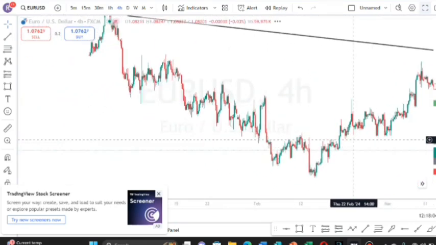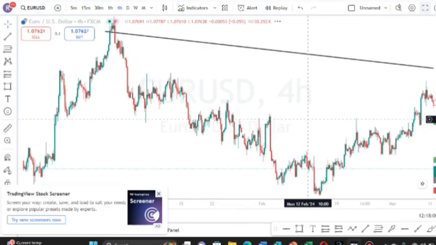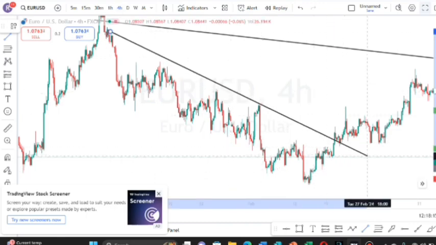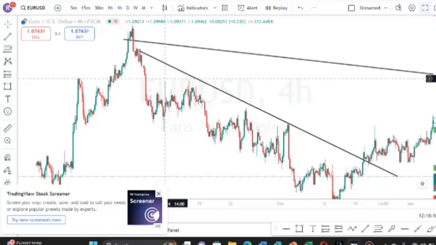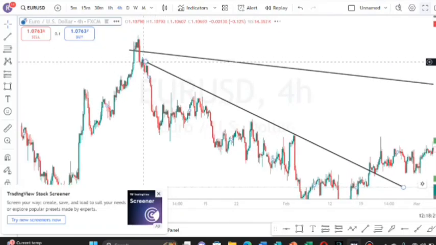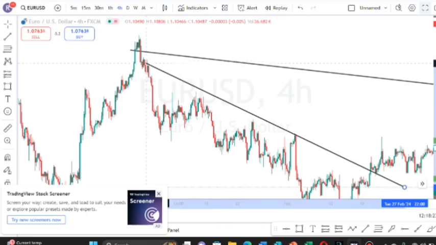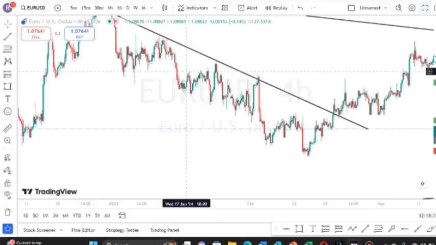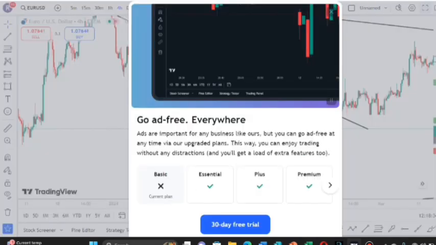Let me show you the bearish scenario. This happens almost each and every time in the market. In this case you just draw your trend line and observe what is happening. So you should be taking your sell position at this point, at these lower highs.